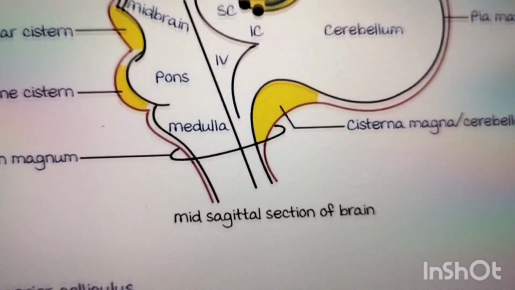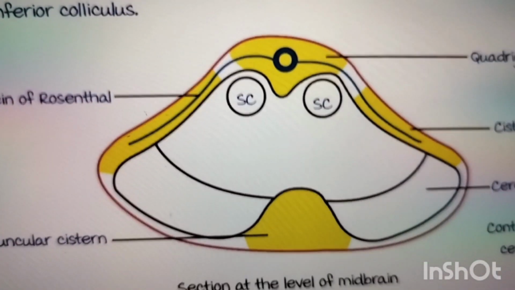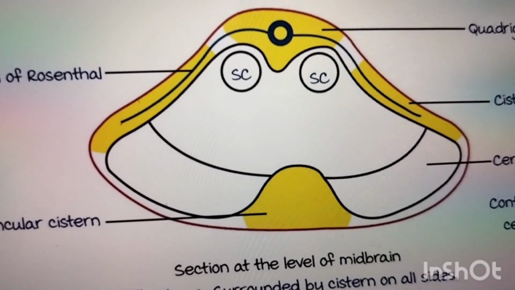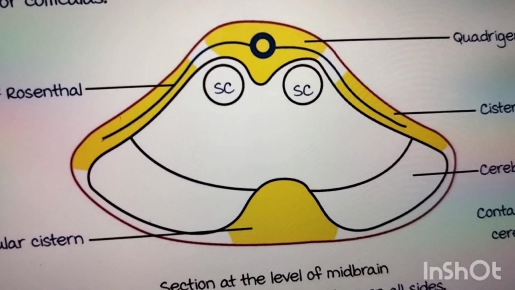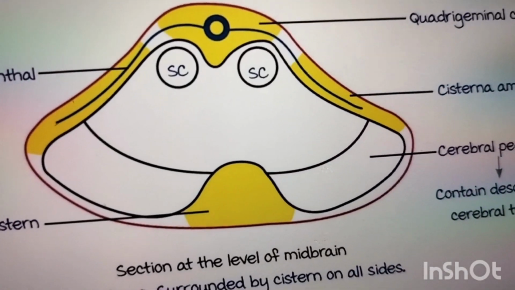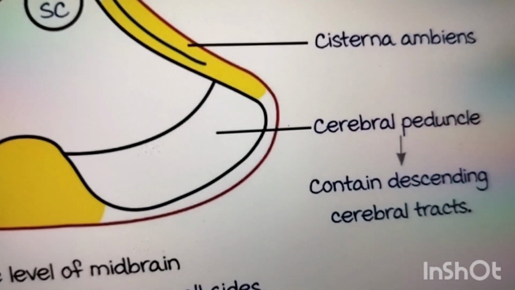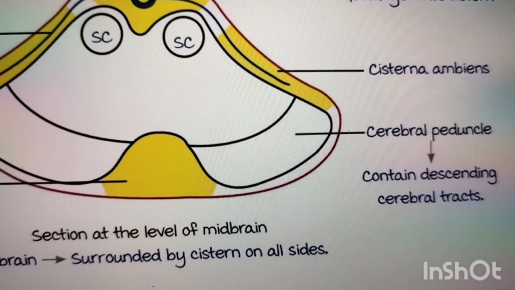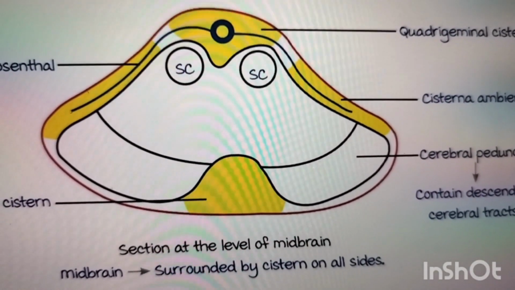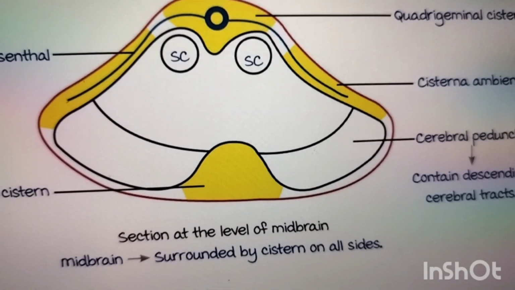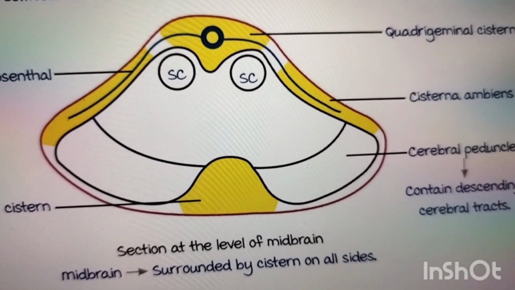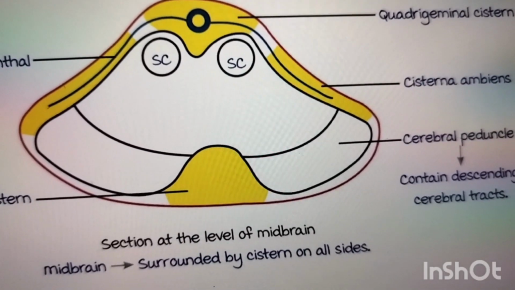Look at this picture. This is the cross section of the midbrain. You are seeing the superior colliculus in this picture, and these are the peduncles. You are seeing the cerebral peduncle, both are 1 and 2. These both are the cerebral peduncles. So this is the cross section of the midbrain. So why are we calling it the cerebral peduncle?